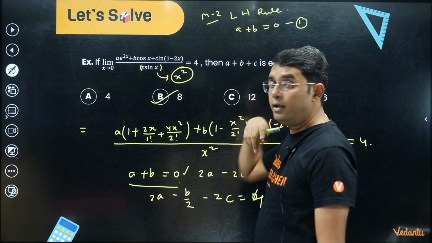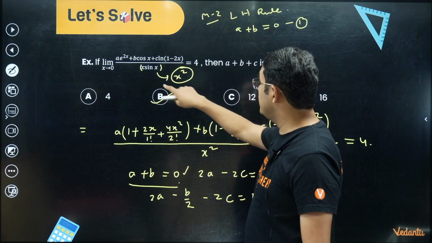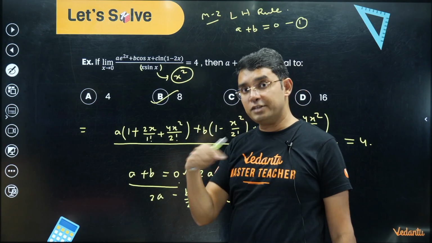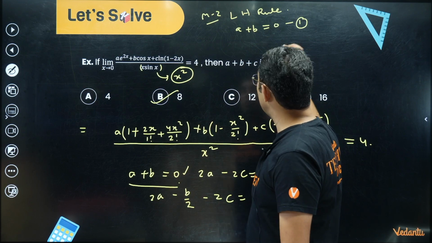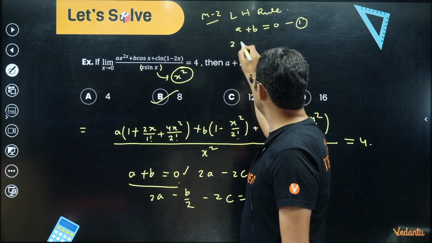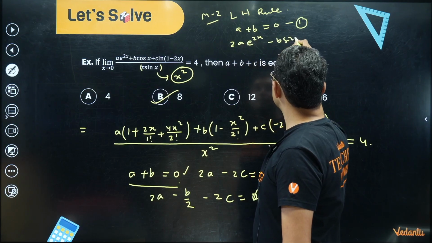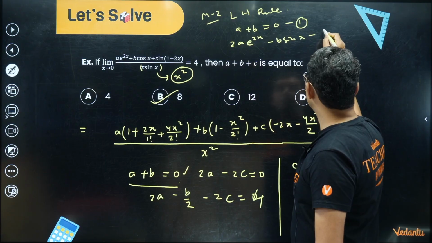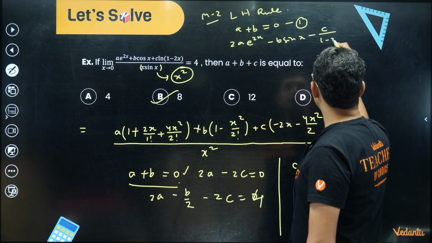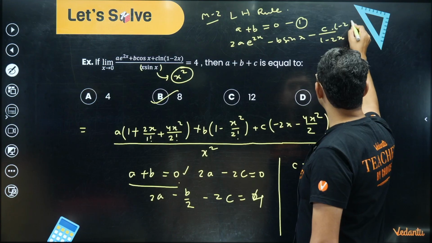And then you will differentiate the numerator, and the denominator will be 2x. So after the first differentiation, when you put x is equal to 0, it will be 2a·e^(2x) minus b sin x, and in this case the differentiation will become minus c upon (1 − 2x) into minus 2, upon 2x.